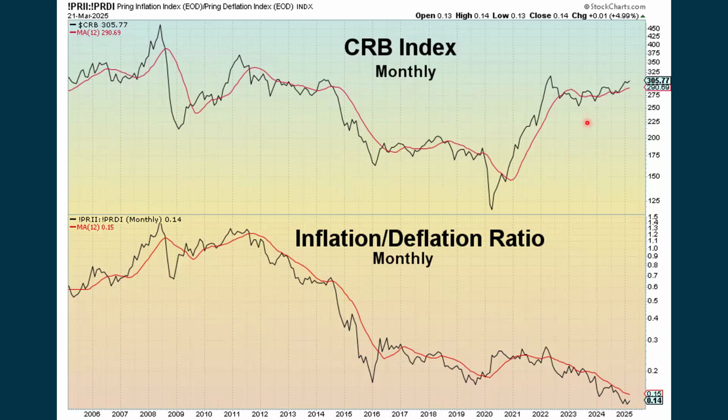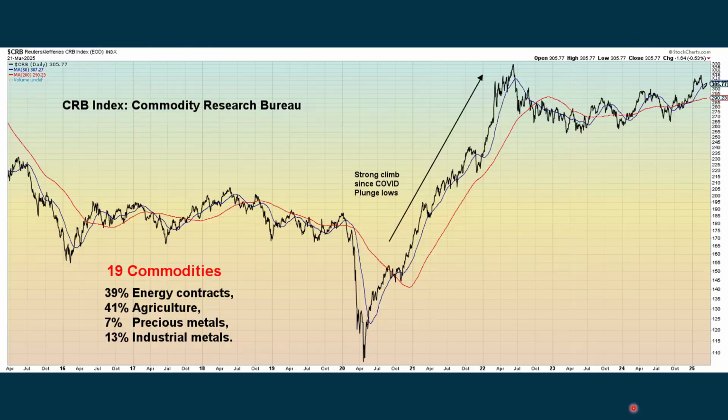All right, looking at inflation. This is a monthly chart of the CRB index. These are commodities, and we are in an uptrend on a monthly basis. And then I look at inflationary areas versus deflationary areas, and we're still in a downtrend for now, well below this red line. This is suggesting on a long-term basis, inflation is not necessarily a problem.